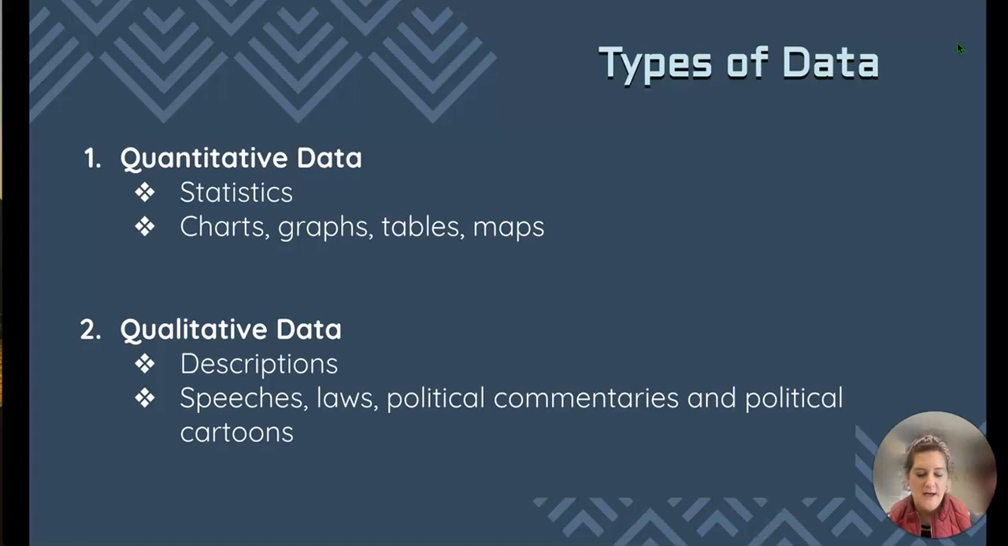Political scientists classify information according to different types of data, and that would be quantitative versus qualitative data. Quantitative are all the statistics, the numbers that you see on charts, tables, graphs, such as population or the percent that live in cities, for example. Qualitative data are descriptions. These come from speeches, laws, and even political commentators and political scientists who give further fleshing out of ideas and information. And political scientists use both to make meaning and understanding about political systems and institutions around the globe.